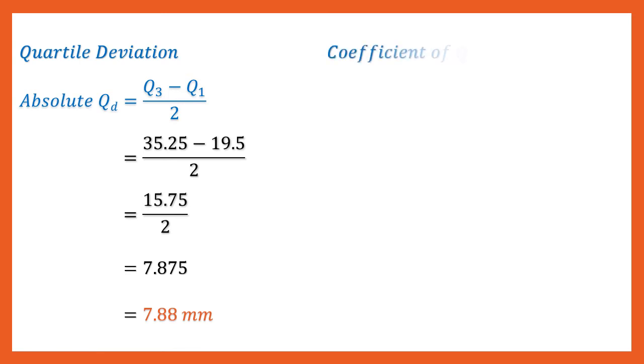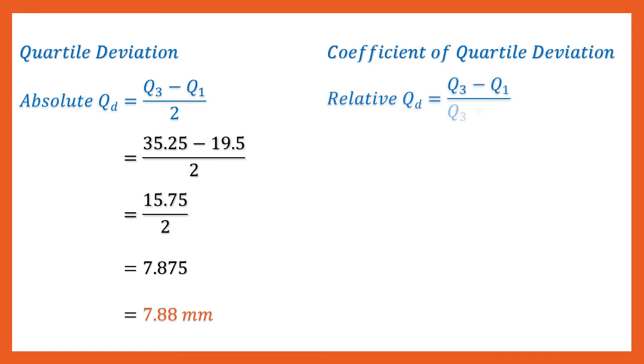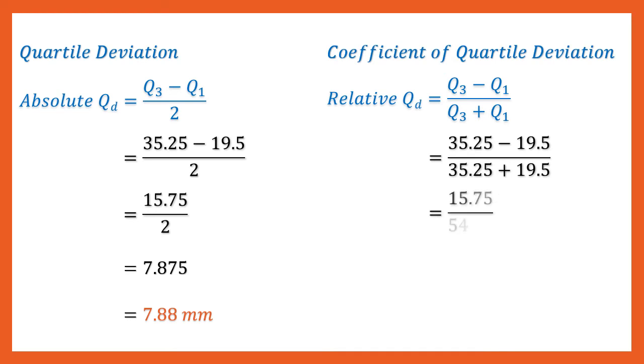But in the coefficient of quartile deviation, we are not going to do that because the coefficient, the relative measure, is free from such units. So relative QD will be Q3 minus Q1 upon Q3 plus Q1. So you have to put the value: 35.25 minus 19.5 divided by 35.25 plus 19.5. And you will see that you get 15.75 upon 54.75. When you divide it, you get 0.2877. Rounding off, we get 0.29 without any unit of measurement in the answer. So the quartile deviation is 7.88 mm and the coefficient of quartile deviation is 0.29.